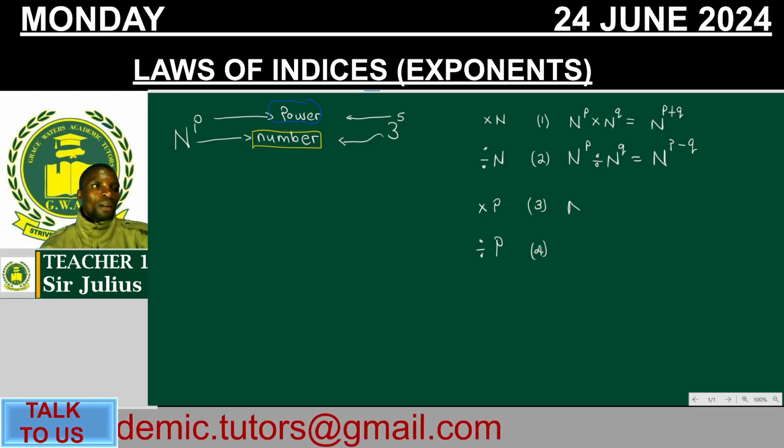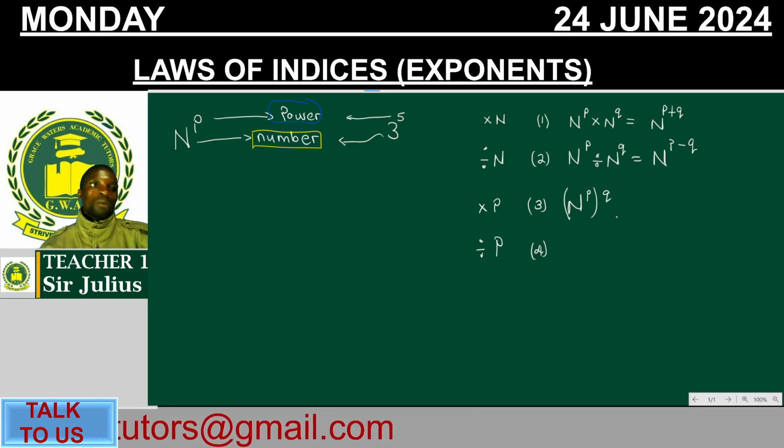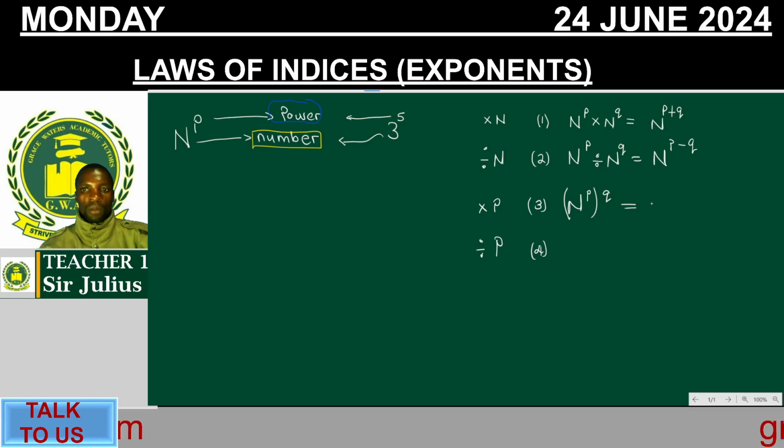You have any number to the power of p, all raised to q. There is only one number, but it has got two powers which are multiplying one another. The law states that you continue with the multiplication, meaning your answer becomes that number to the power of p multiplied by q.